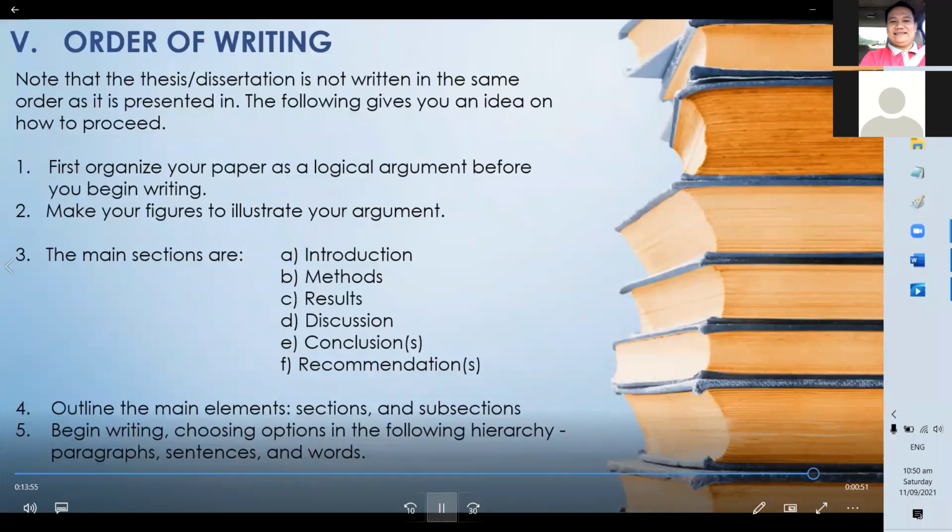Third is to identify the main sections, the introduction, methods, results, discussion, conclusion, and recommendation, followed by making an outline of the main elements like the sections and the subsections. And lastly is to begin writing, choosing options in the following hierarchy: paragraphs, sentences, and words.